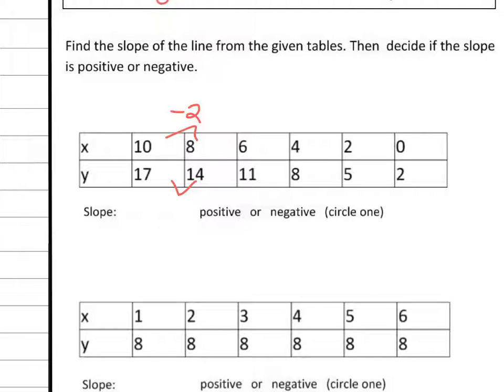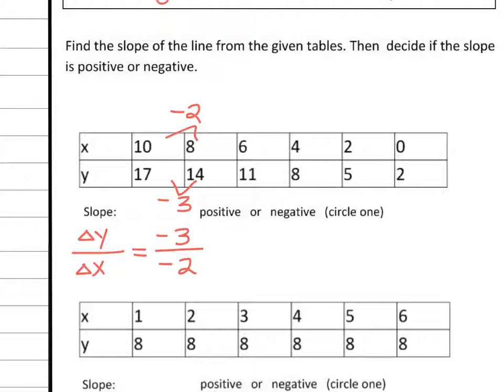So the y values from 17 to 14, what's it do? -3. So please write down on your table your change in x and your change in y. Change in y, see I'm just abbreviating, over the change in x. Guys, how do my y values change? -3. How did my x values change? So put that together in a fraction.